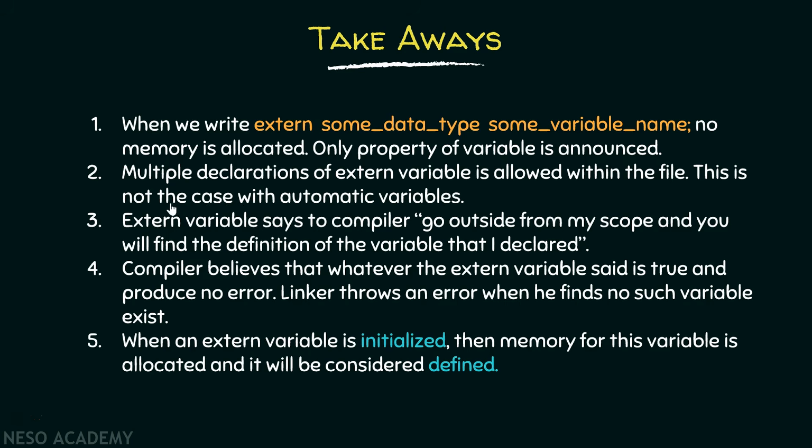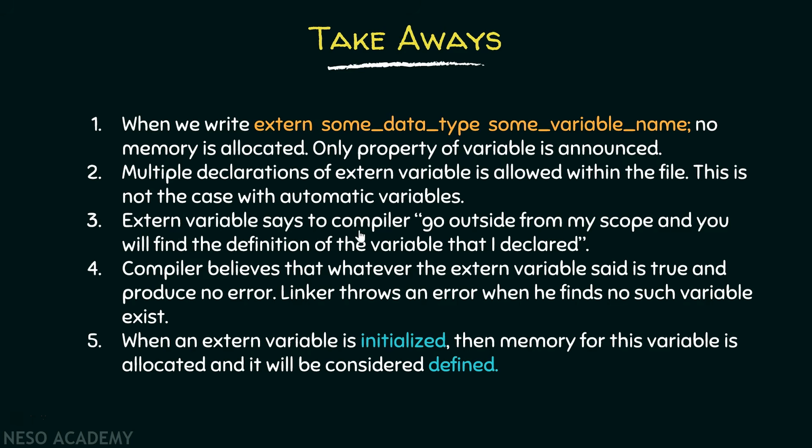This is not the case with automatic variables. As I already told you, if an automatic variable is defined once, cannot be defined once again. But as we know this thing, when we write extern in front of an integer variable, it is just a declaration. And multiple declarations are totally allowed. Therefore, we can declare it multiple number of times within the same block.